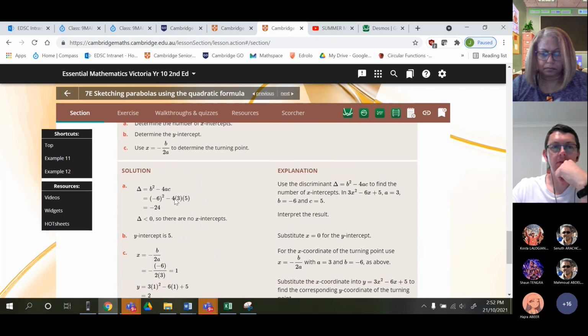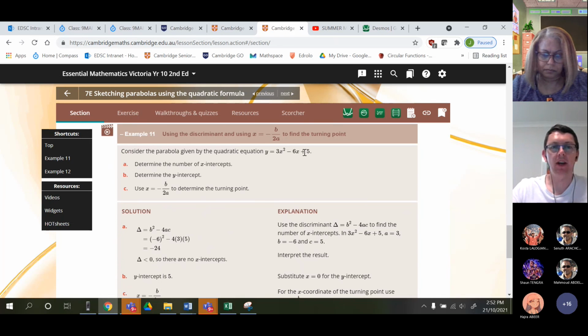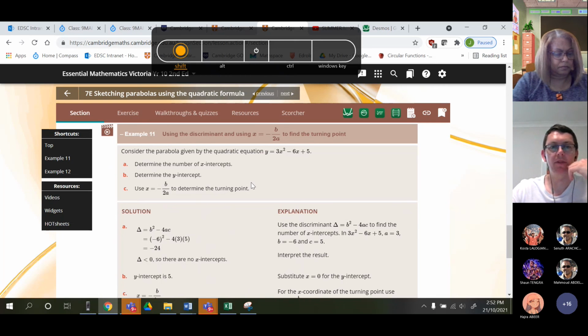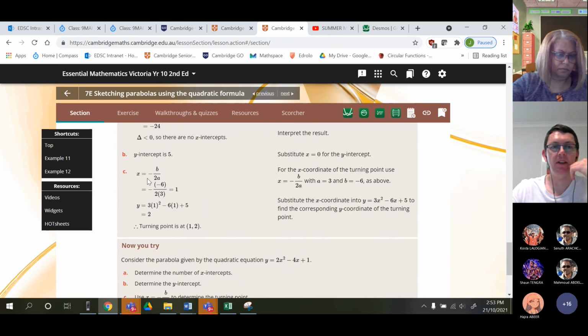The y-intercept, well, 5, okay? And then use that to determine the turning point. And we've kind of done that previous lesson. So again, substitute it in. It tells me that the x-coordinate is 1. Substitute 1 into the original equation. The y-coordinate will be 2, so therefore it's at (1, 2).